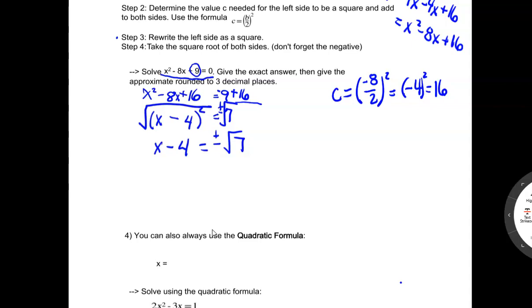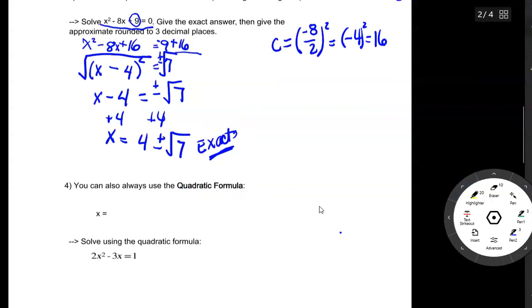So we have one last step to solve for x. We need to add the 4 to both sides, and we get x equals 4 plus or minus square root of 7. We check, can we simplify square root of 7? No, it's not a perfect square. It's not a product of perfect squares. So this is our answer. If we are asked to give an exact answer, then what's written down here is what the answer is, 4 plus or minus the square root of 7.